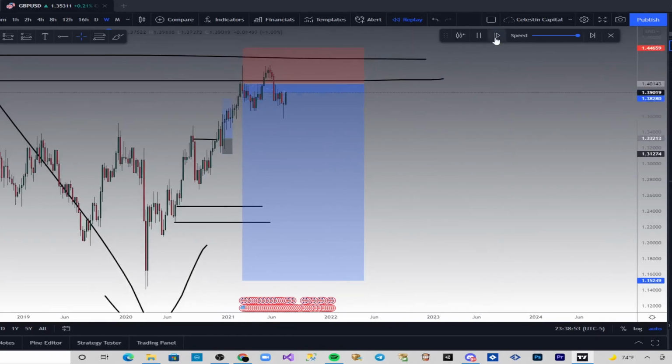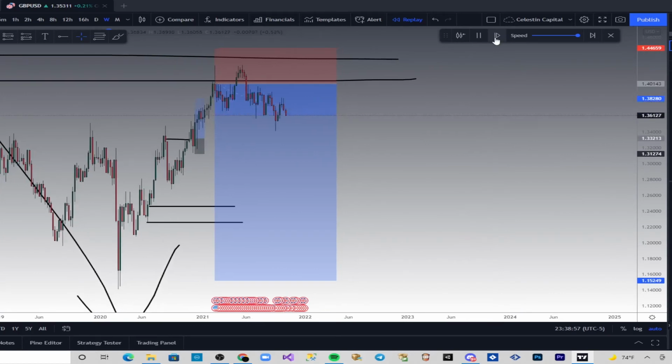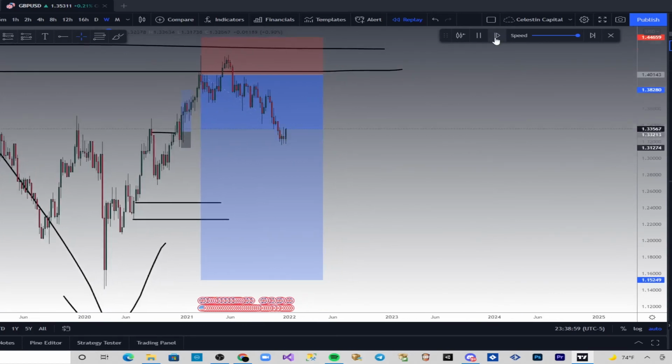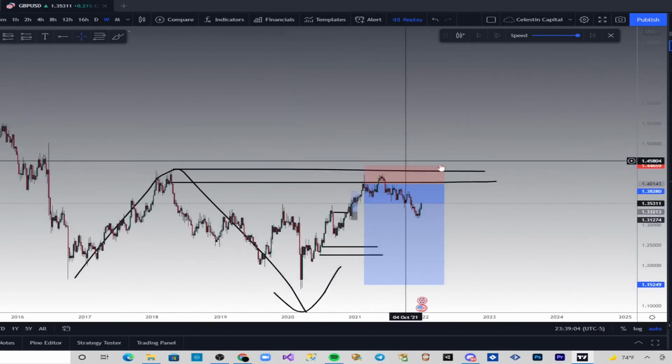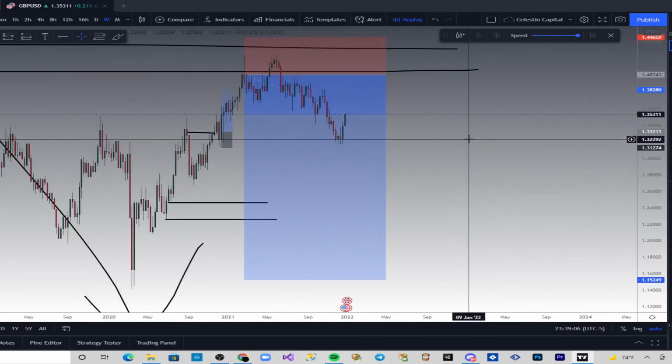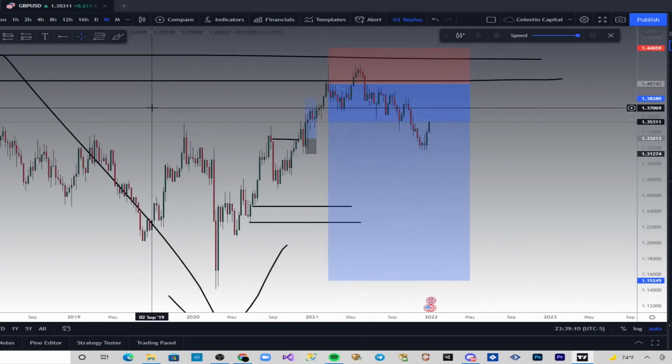Taking this to the downside, see if we can speed this up. So as you can see, we're positioning ourselves correctly purely off of market structure. And being able to determine directional bias gives us an edge in the market.